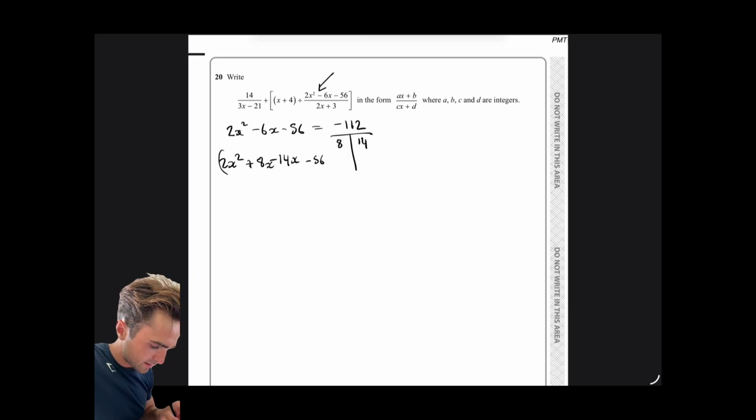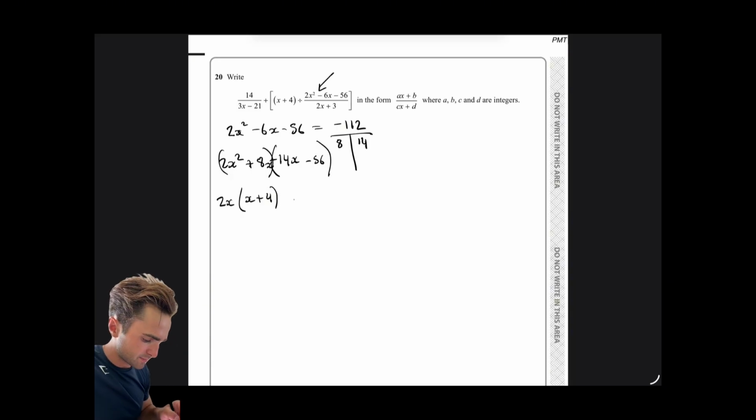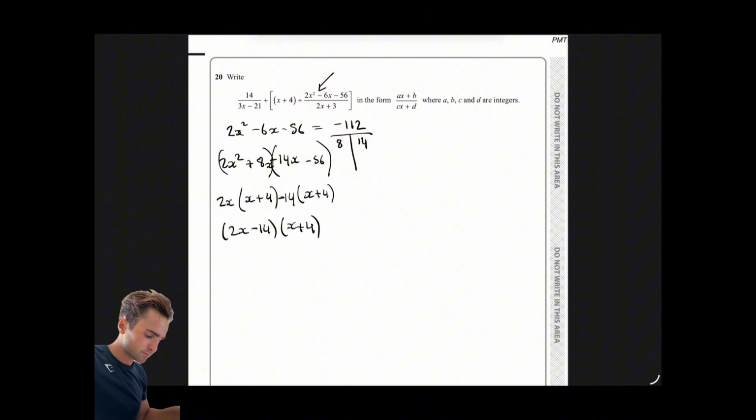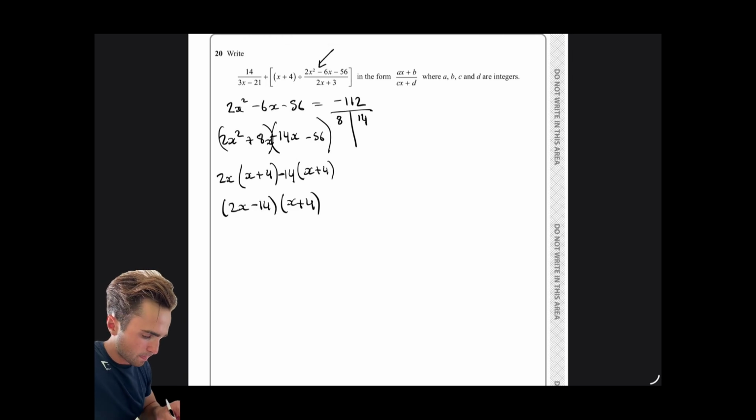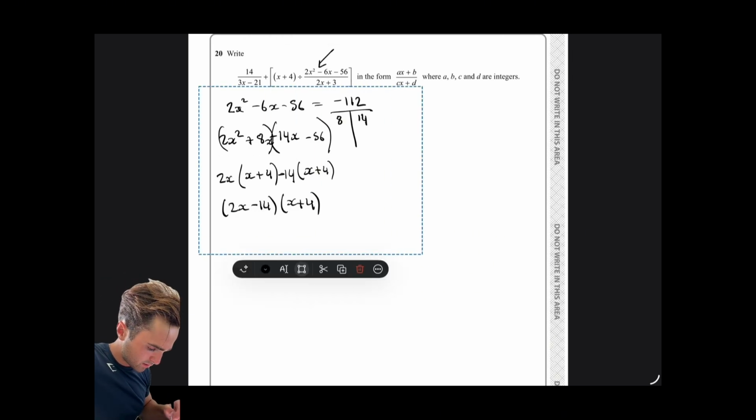And then we're going to make the two factors out of these. So what are the factors of 2x squared and 8x? So we have a 2x, and then in the brackets we have x plus 4, right? 2x squared plus 8x. And then we know we're going to have another x plus 4. And then this is just 14x, minus 14x, minus 14 times 4 is minus 56. Excellent. So this simplifies to (2x minus 14)(x plus 4). Okay, so let's just make that a little smaller.